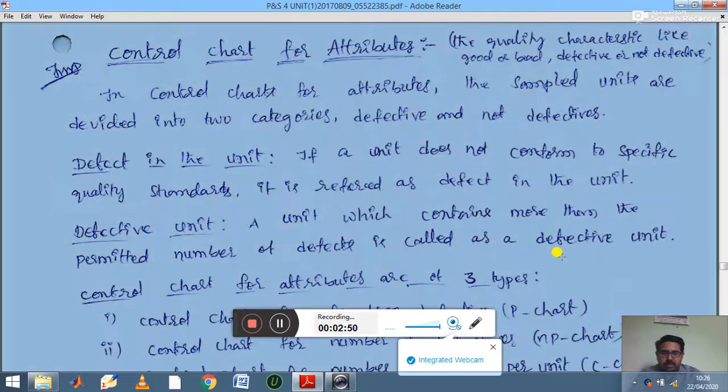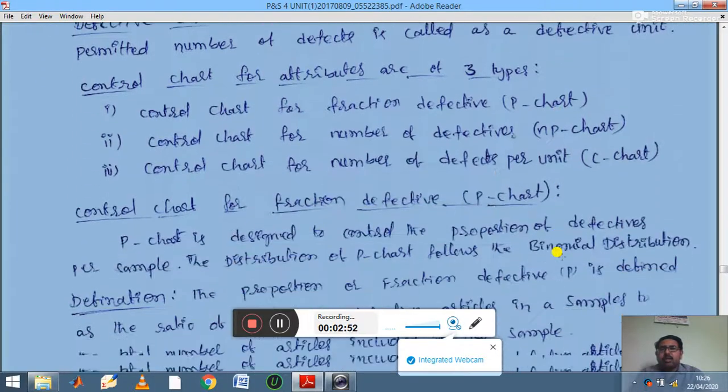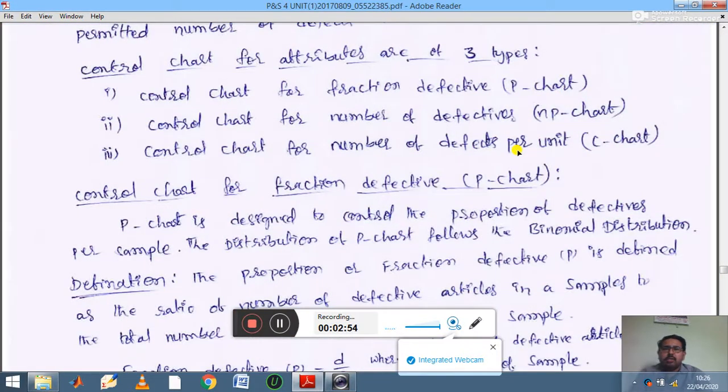Then, the control charts. We already know the control charts for variables. In control charts for variables, we learned two types of charts: the X bar chart and the R chart, the mean chart and the range chart. Here in control charts for attributes, we are mainly learning three types of charts.